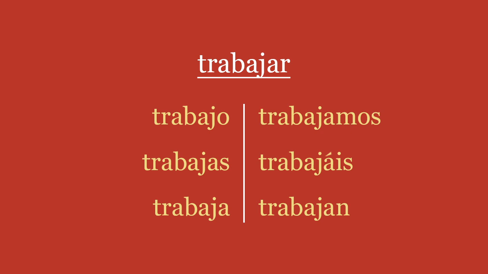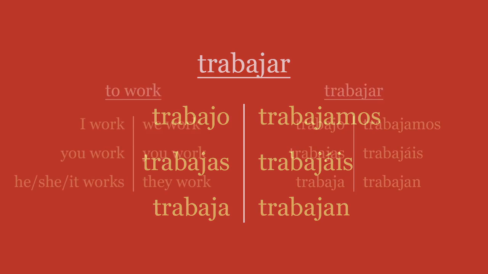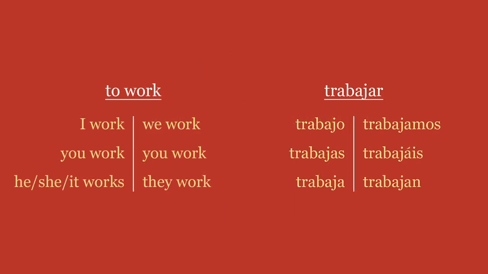Do you notice anything different about the conjugation of the verb to work in English and trabajar in Spanish, apart from the fact that they're 2 different languages, of course? Let's put the verbs side by side to help you identify what that difference is. Got it? In English, each conjugation is 2 words, whereas in Spanish, it's just 1.